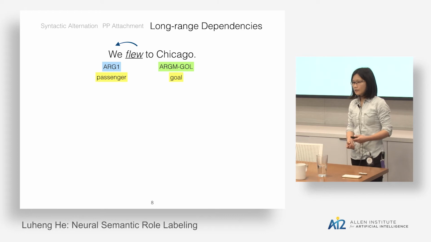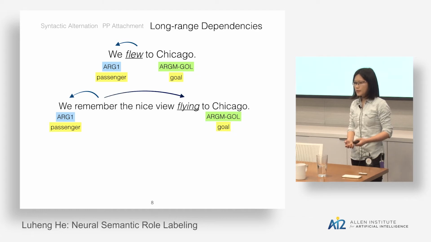And for a lot of the cases, the semantic role and the argument of a predicate is very close to the predicate in the surface string, and is the direct syntactic child. So, for example, in "we flew to Chicago," it's sort of an easy case for the model. But if we say, "we remember the nice view of flying to Chicago," the argument "we" is no longer the direct syntactic child of "flying," and it's also very far away from the predicate in the surface string.